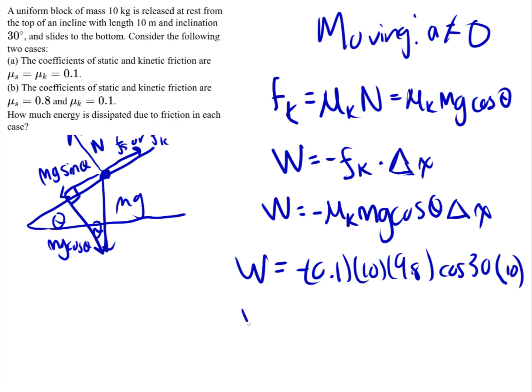So now, if you evaluate all these numbers, you should get that the work is equal to about minus 85 joules. So the work is negative 85 joules. And that is the work done by kinetic friction. So in A, the frictional force does negative 85 joules of work.